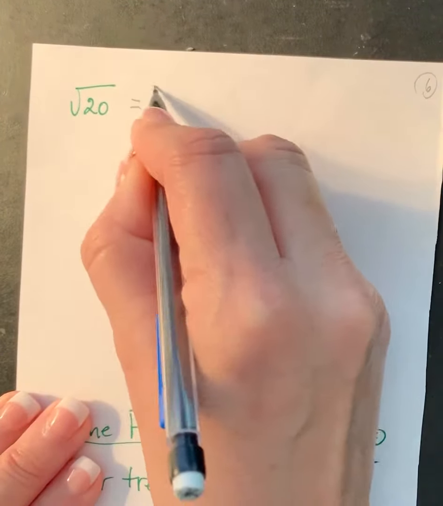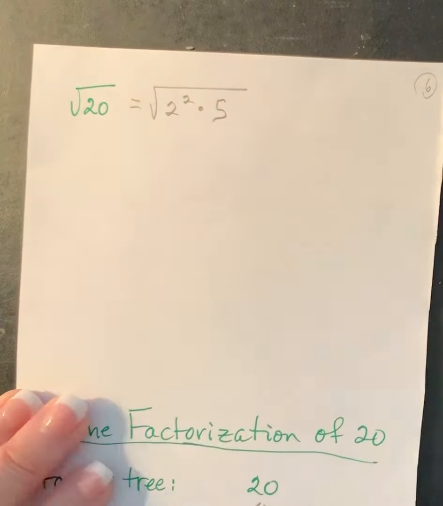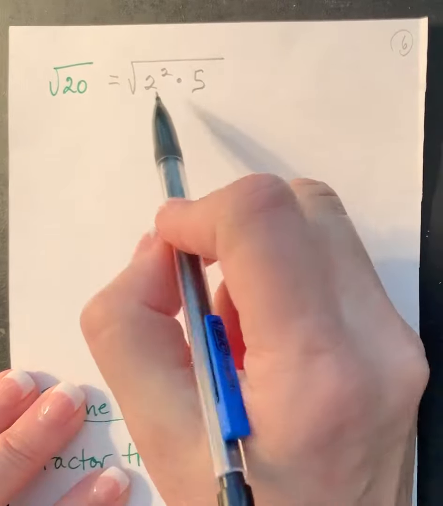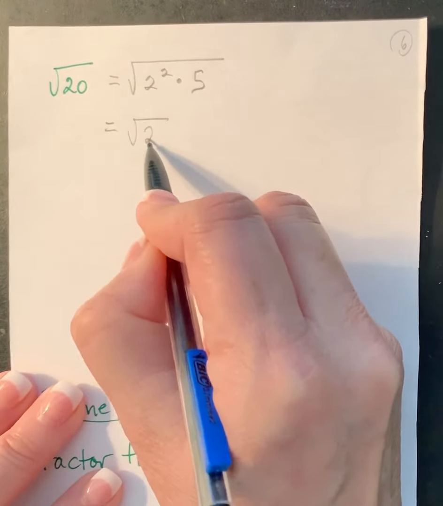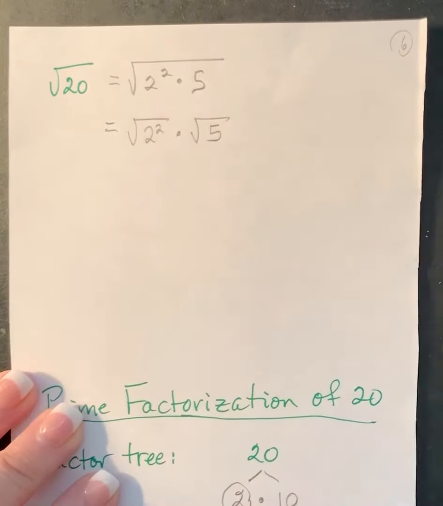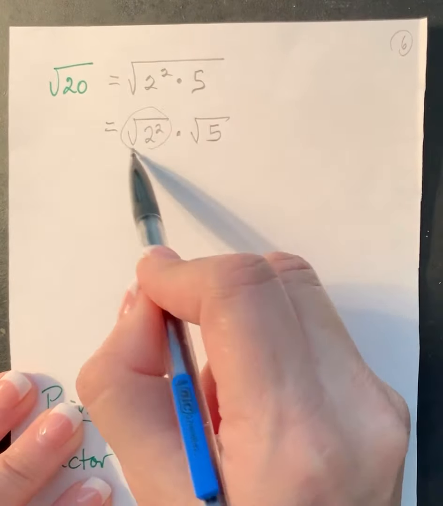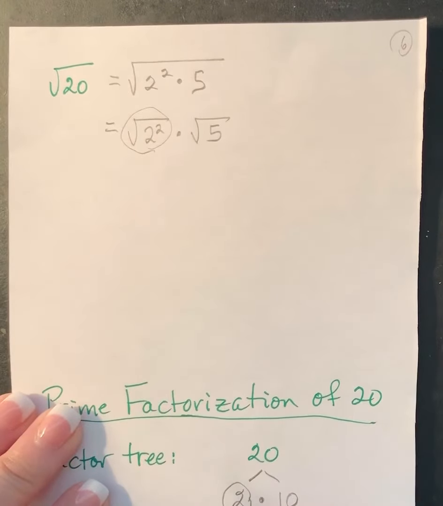Okay, so back up here where I have the square root of 20, I'm going to think of this as the square root of 2 squared times 5. Okay, now if I have the square root of a product, I can break it apart. So that'd be the square root of 2 squared times the square root of 5. So I've got separate square roots. Now, here is the square root of a square. That's what you're really interested in.